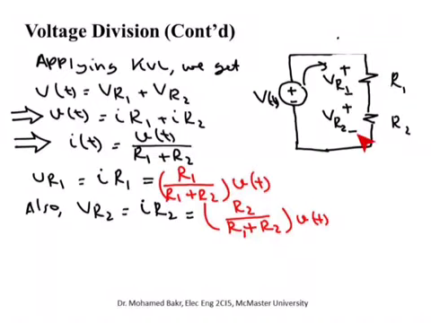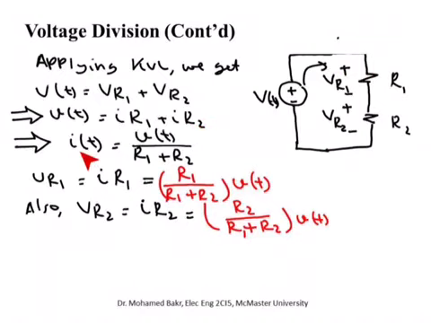Remember, there is the same current flowing here, then VR1 is equal to I multiplied by R1. VR2, which is the voltage across the second resistor, is equal to the current multiplied by R2. This is from Ohm's law. But what is I in this case? We can calculate I from this expression. V, the total voltage, is VR1 plus VR2. But VR1 is equal to I R1, and VR2 is equal to I R2, where I is the current in the loop.